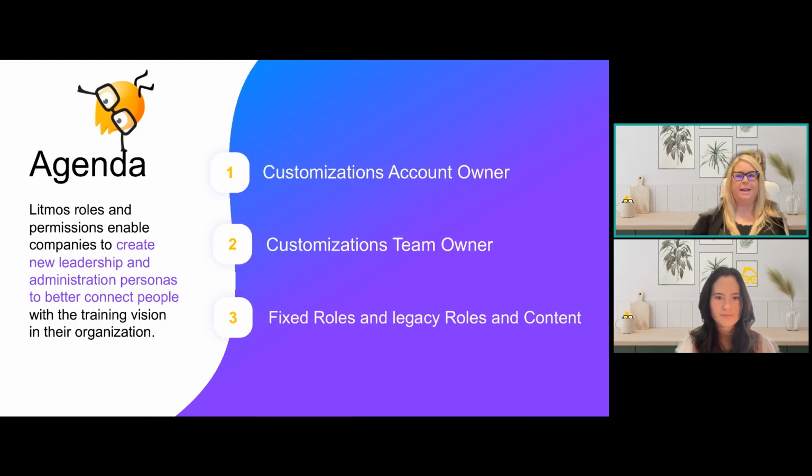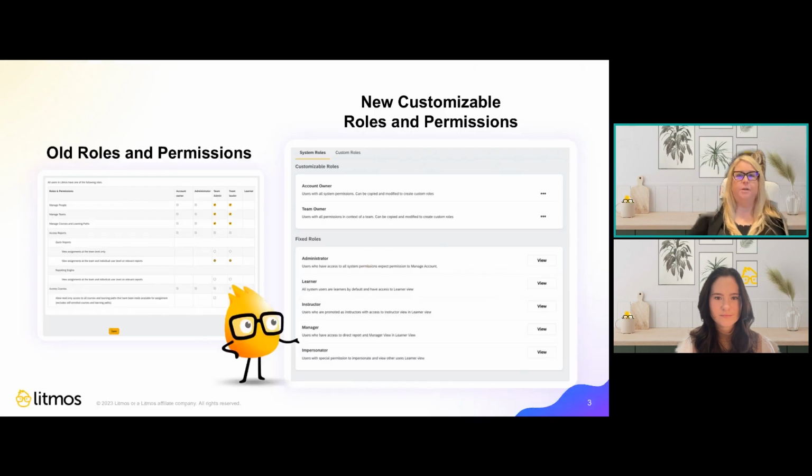The agenda today is as follows. We're going to be going through the new roles and permissions capabilities and talk about how you can have custom roles for account owner, how you can have customizations for a new role called team owner, what the fixed roles are within the system, legacy roles, how they work with the API, and Anna will be talking about our new content. Really, the idea here is to enable companies to create new leadership and administration personas to better connect people with the training vision in your organization.